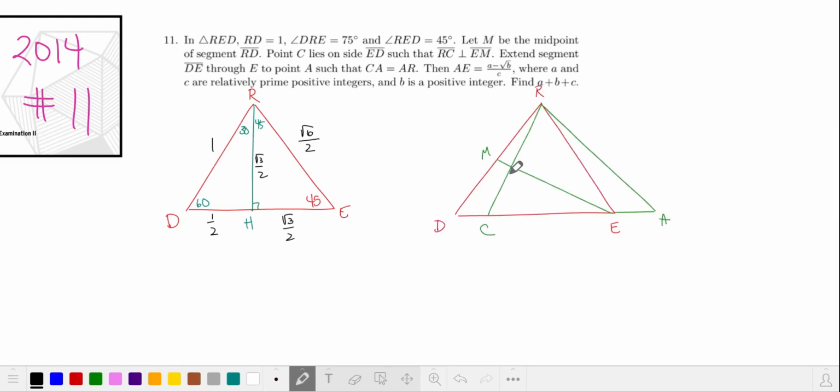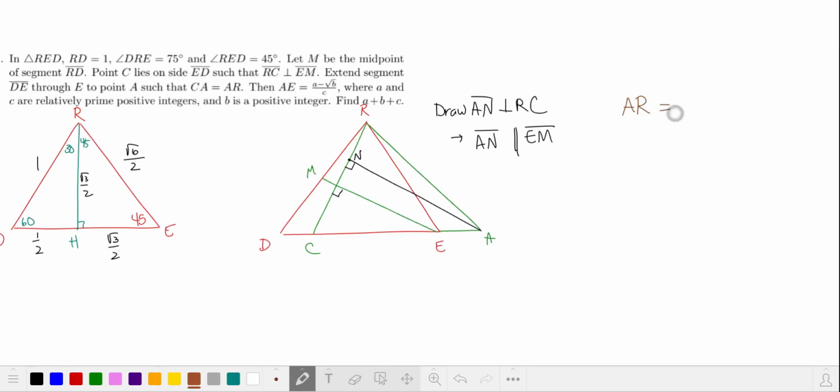Now let's redraw our triangle and include A and C. From the problem statement, we have a right angle here. So let's draw a segment from vertex A to RC. We'll call this point N. Since both AN and EM are perpendicular to RC, they are parallel to each other. And since AR and AC are congruent, this triangle is isosceles, so N is actually a midpoint.